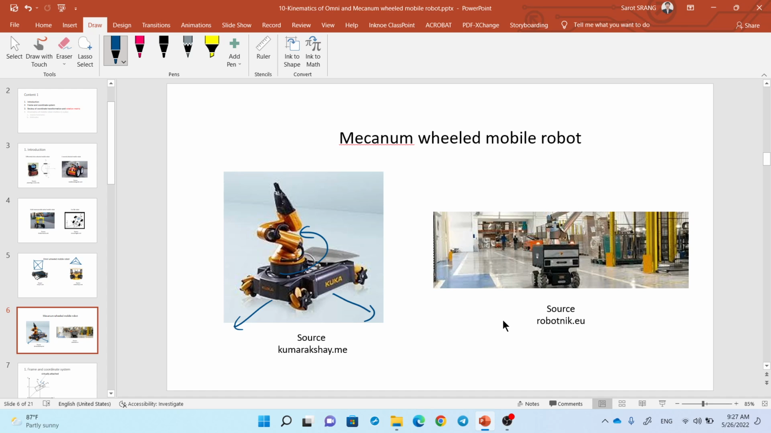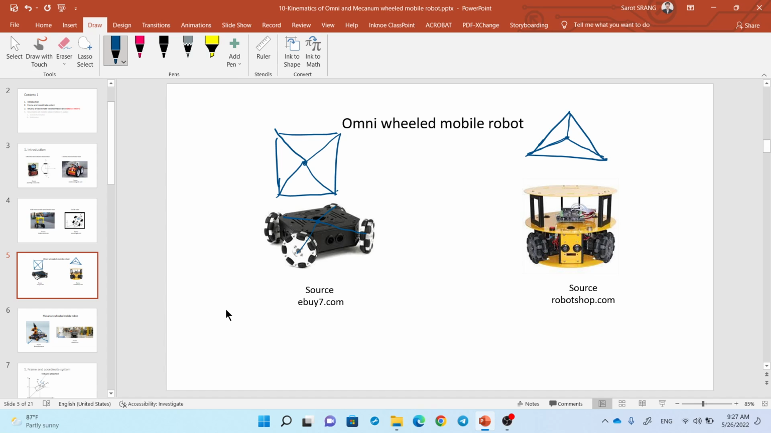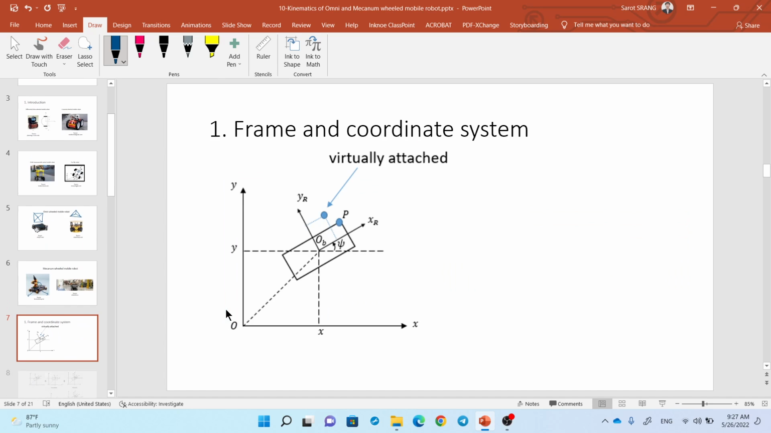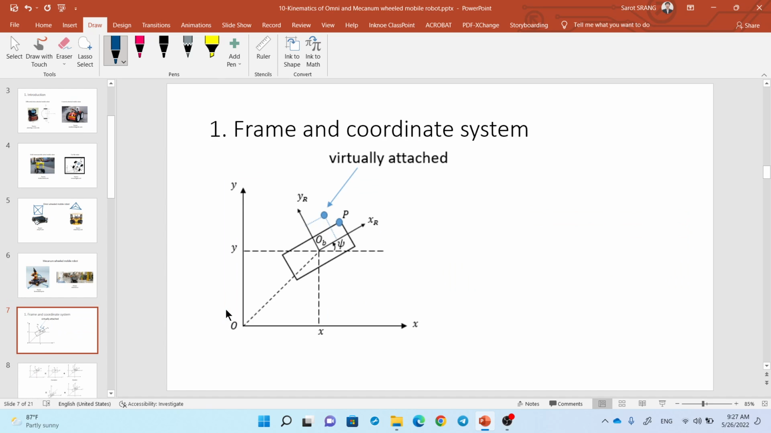And I will be focusing on these two robots, omni-wheel and mechanism wheel, and they both actually have the same mathematical kinematic equation. You just need to choose the right angle of roller and some coordinate frame. So the next point is about frame and coordinate system.